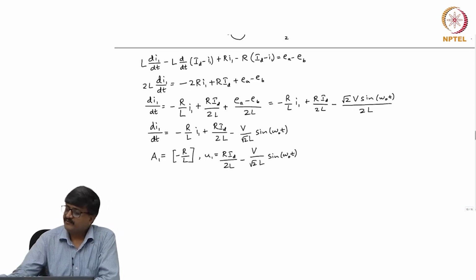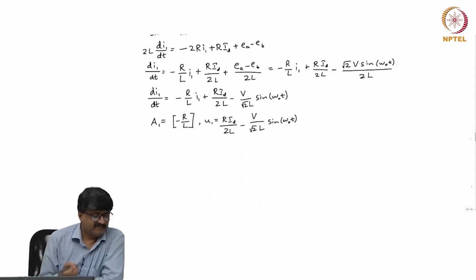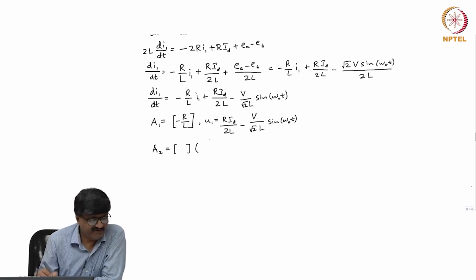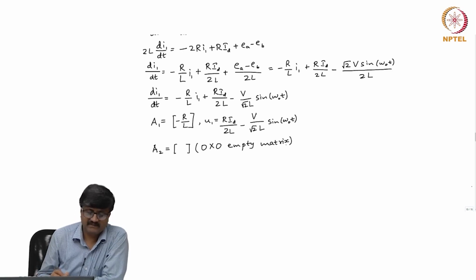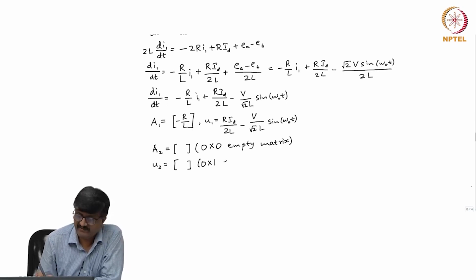So, we have got x1, we have got x2, we have got A1, we have got U1. Since x2 is an empty matrix, A2 is also an empty matrix. A2 is a square matrix, so the size of A2 is 0 cross 0. And U2 is also an empty matrix, the size is the same as that of x2. So, it is a 0 cross 1 empty matrix.